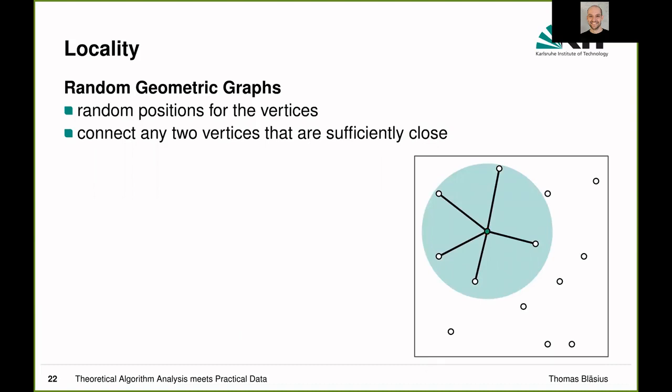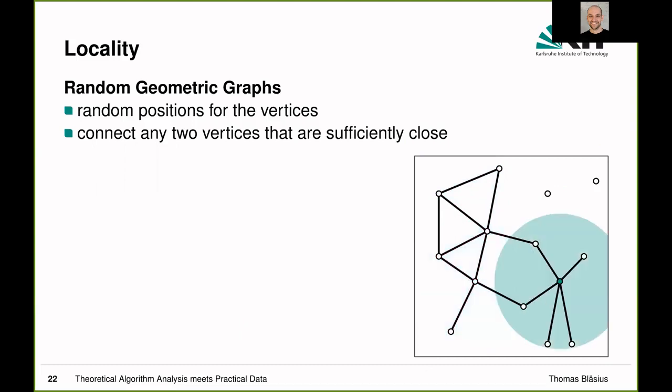So for this vertex, I draw a disk of a certain radius, the threshold radius, and every vertex that's inside the threshold radius will be connected to this vertex. And I do the same for every vertex. So this vertex will be connected to these three. This vertex will be connected to these vertices, but not to this because it's slightly too far away, and so on. And if I do that, I get this kind of graph.